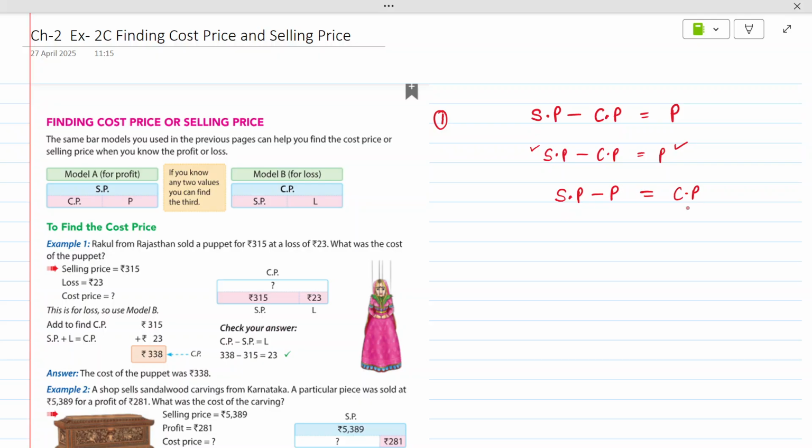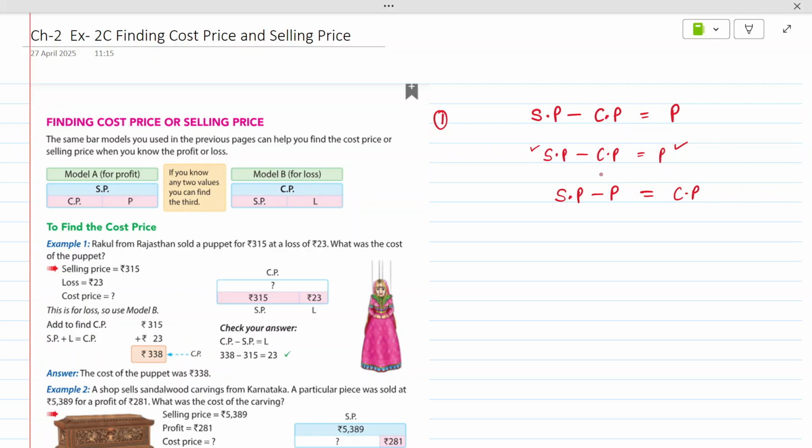This is general mathematics. Whenever we move any number from one side of the equal sign to the other, that is, from RHS to LHS or LHS to RHS, the sign of that particular number will change. The same thing has been applied here. If we know the selling price and profit, we can find out the cost price.